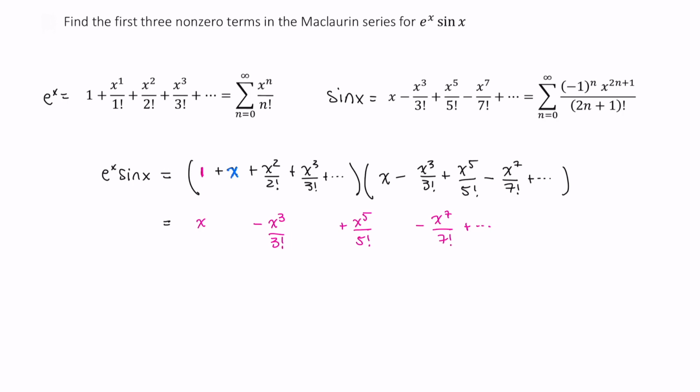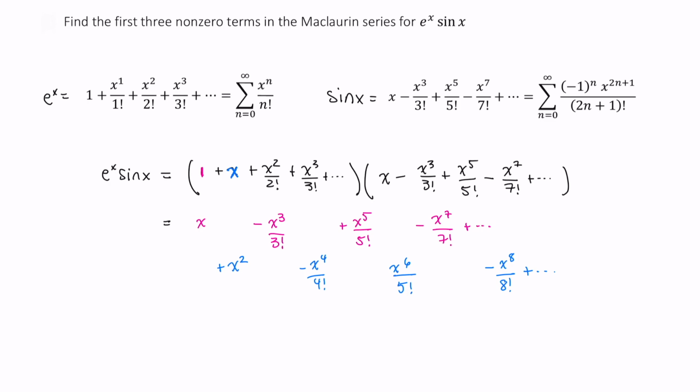So now let's multiply by x. X times x, that's x squared. And I'm going to write that here, plus x squared. X times negative x cubed over 3 factorial is negative x to the 4th over 4 factorial. Next, I have x times x to the 5th to get x to the 6th over 5 factorial. And then finally, x times x to the 7th is minus x to the 8th over 8 factorial.